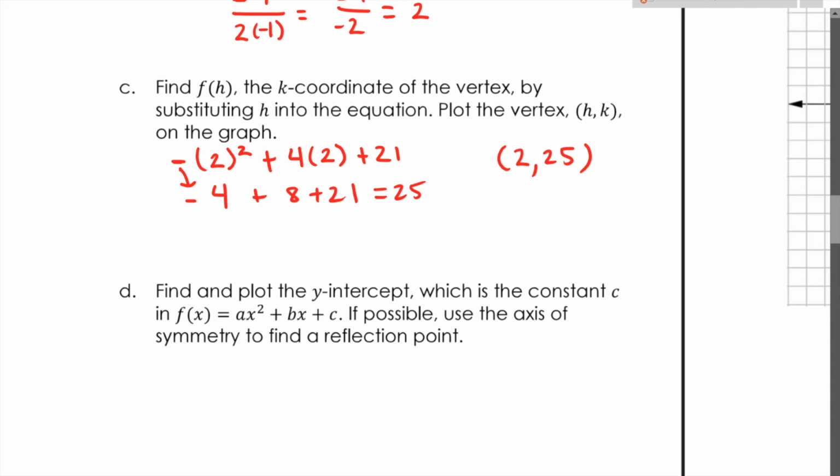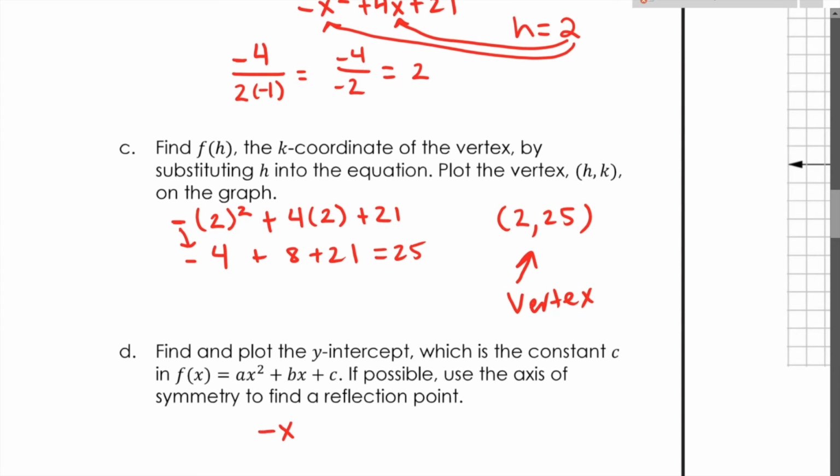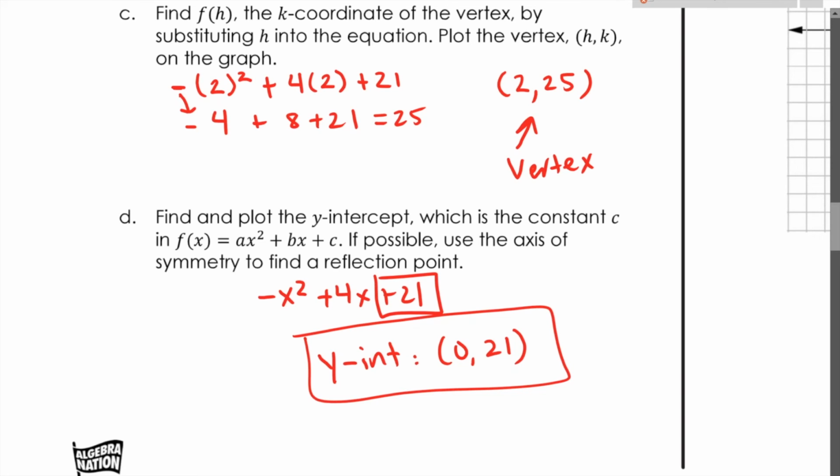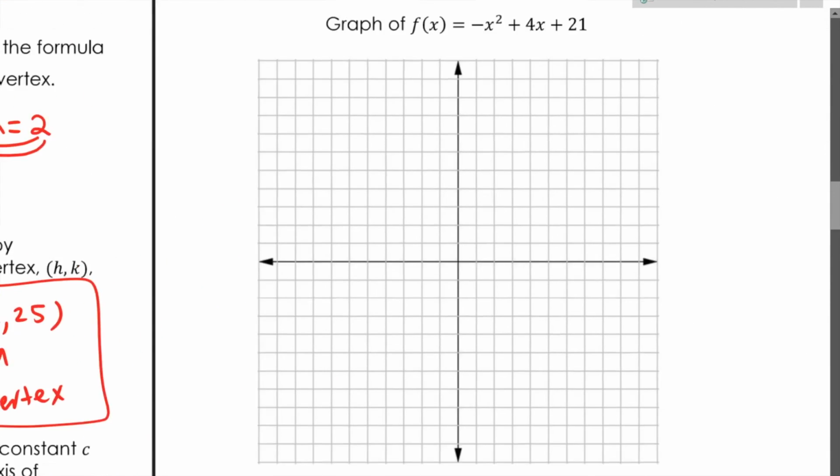The y-intercept is the easiest thing. I'm going to label this vertex really quick. The y-intercept is just the c value. The problem is -x squared plus 4x plus 21. What's my c value? My c value is 21. So the y-intercept is going to be 0, 21. Super easy for your y-intercept. That's our second point. The first point is going to be the vertex. Let's move on to the last part.